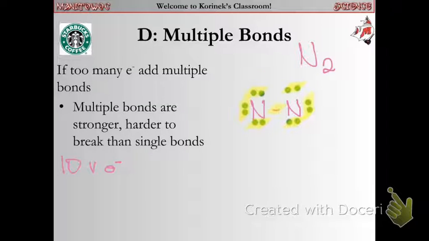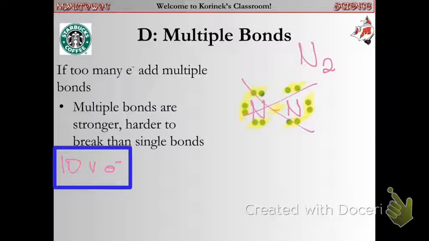But remember, I could only have 10 valence electrons. That tells me that this Lewis structure is actually incorrect. That doesn't work. So how do you make it correct? Well, in order to reduce the total number of valence electrons in your structure, you have to add something called a multiple bond. And in the case of nitrogen, we're actually going to add something called a triple bond.